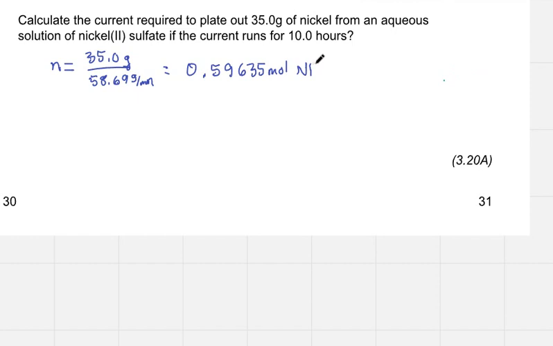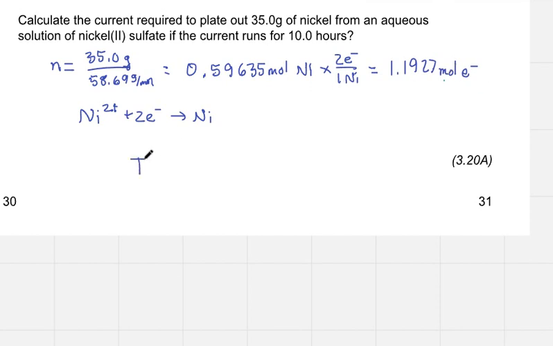But our formula wants moles of electrons. Again, this is nickel 2, so the reaction looks like nickel 2 plus 2 electrons turns into nickel. Ratio is 2 to 1. So it costs 2 electrons to make a single nickel atom, then multiplying that by 2, and I'm never getting that done in my head, we need 1.1927 moles of electrons.